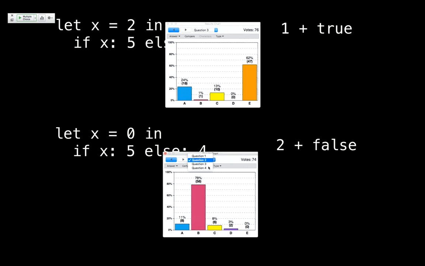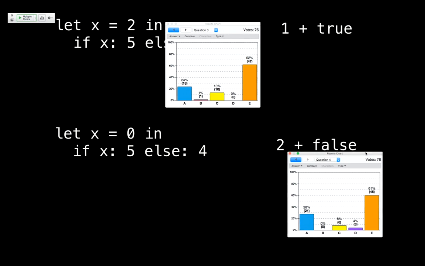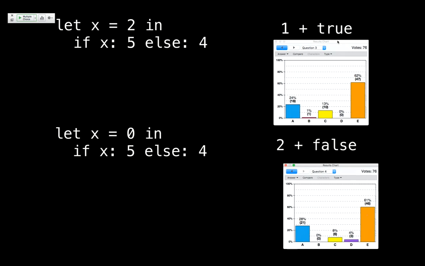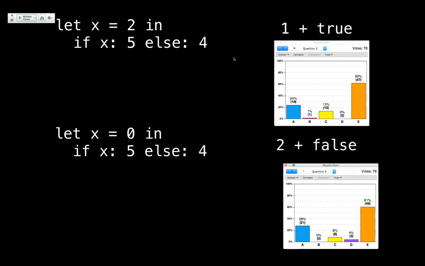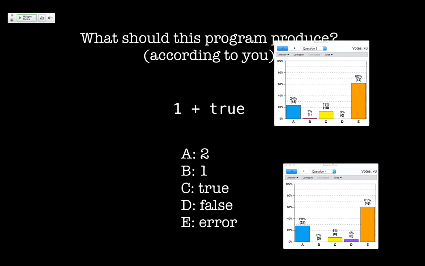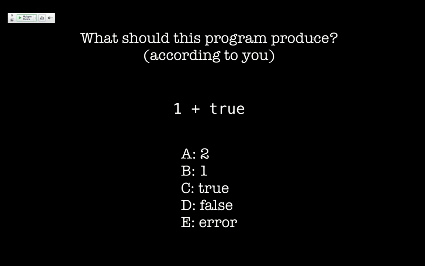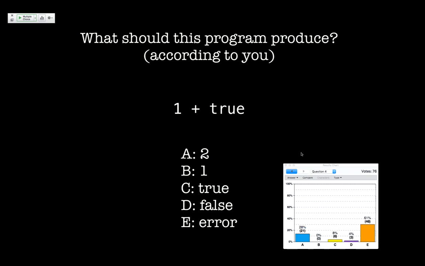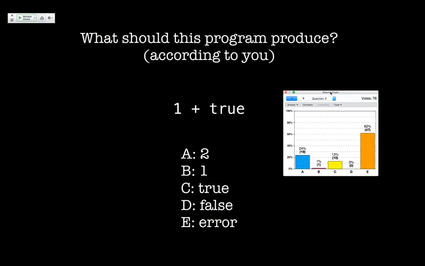Okay. 3 and 4, so 2 plus false and 1 plus true. I guess I'll just do these one at a time so we can see the answers, because even if I remember the answers, it's hard for everyone in the room to remember the answers. So this was question 3. So 47, so that's less, right? Something like 60 of you were saying the 4 and 5 answers before. So this is less consistency than before. So 47 of you said E, error.